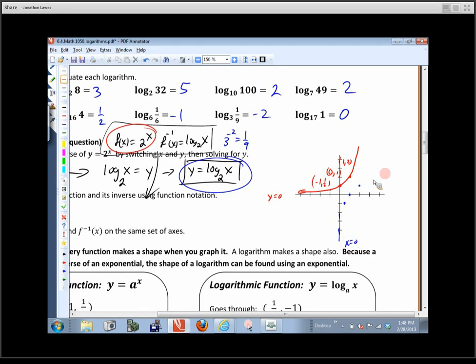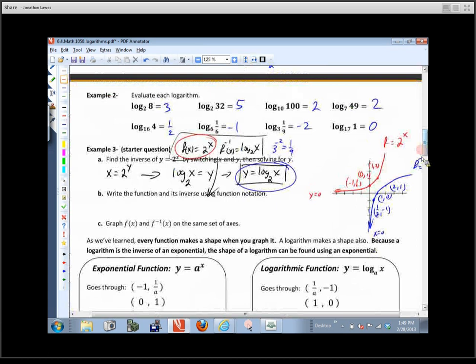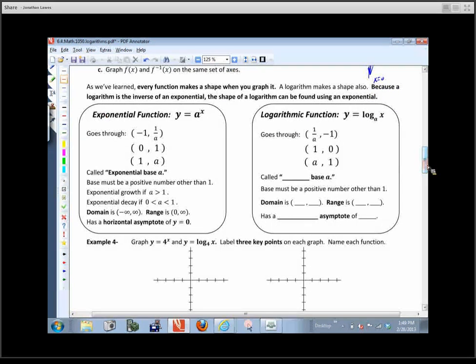So the graph is going to look something like this. There is (1/2, -1). There is (1, 0). And there is (2, 1). Here is the inverse function, and here's the original function. This is 2 to the x, and this is log base 2 of x. Everybody with me there? You remember this from 1010? Good review though. We'll make sure we keep this stuff straight. This should look familiar.